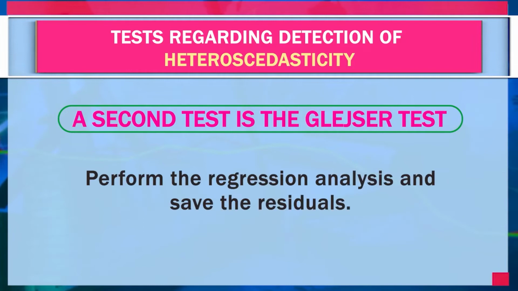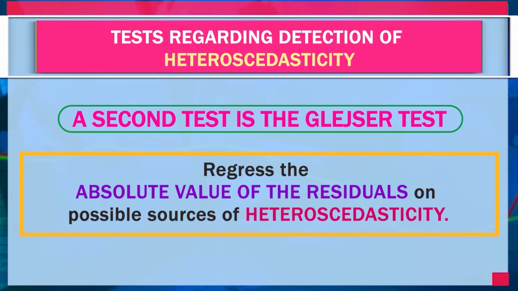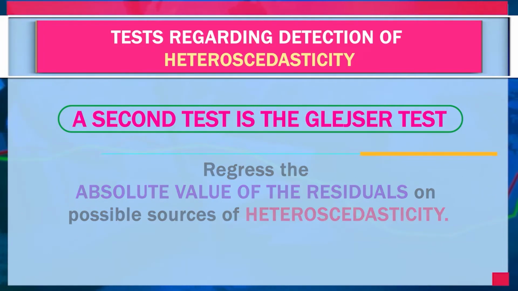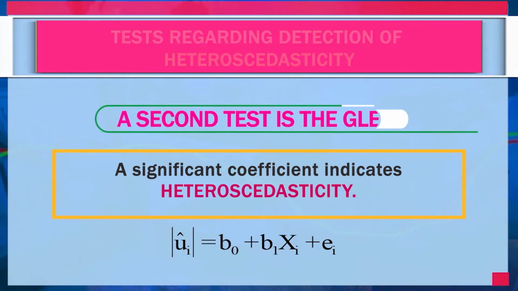So the Gleiser test basically says that we perform the regression and we save the residuals. So any kind of regression analysis will be actually generating a set of residual series. The residual series needs to be saved. And now we look at the absolute value of the residuals. That means we know that residuals can be negative or positive, but we do not square it up. We look at the absolute value by ignoring the minus sign, and thereby we go for a significant coefficient of this u_i hat, which is written within the modulus, will be indicating the severity of the problem.